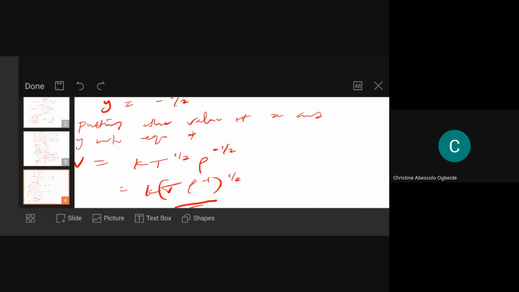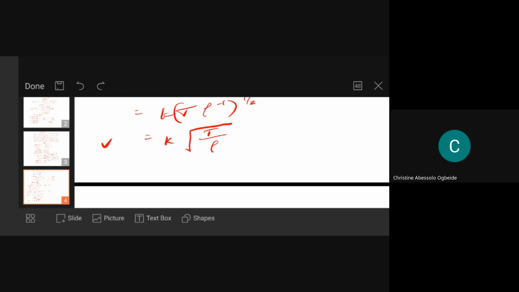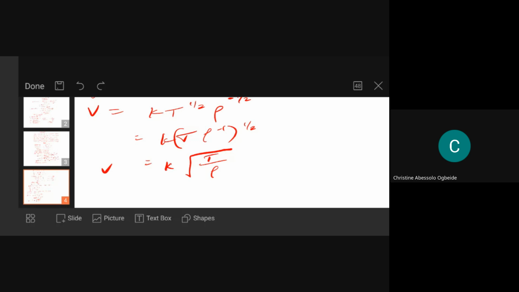And then if I apply indices at this point, I have half and half. I can factor it out. I'll be left with t raised to the power 1 and rho raised to the power minus 1. If I write this as a fraction, I'll have t all over rho, and then t all over rho, everything to the half. And if I change the half to a square root sign, I'll have that v is equal to k root t all over rho.